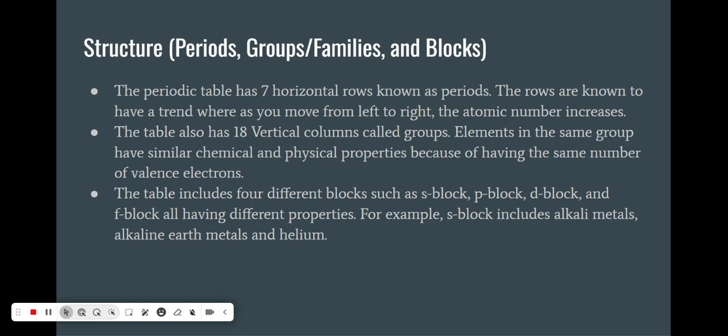The table also includes 4 different blocks, such as S block, P block, D block, and F block, all having different properties. For example, S block includes alkali metals, alkaline earth metals, and helium.